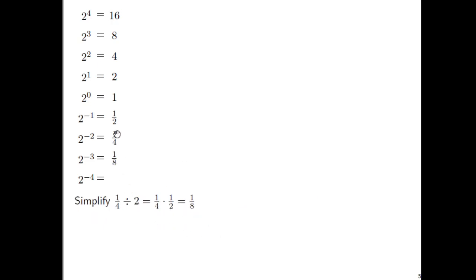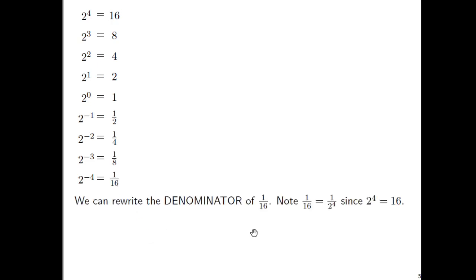Next step down, 1/4, you need to divide by 2. So 1/4 divided by 2 over 1 is 1/4 times 1 over 2, and multiply straight across, you get 1/8, and then last one here is going to be 1/16.